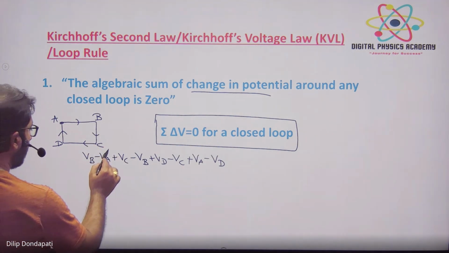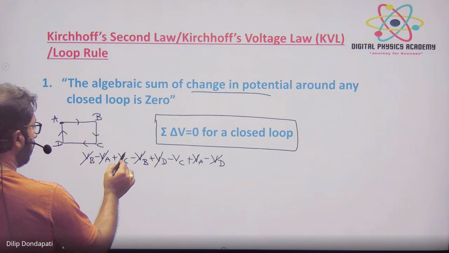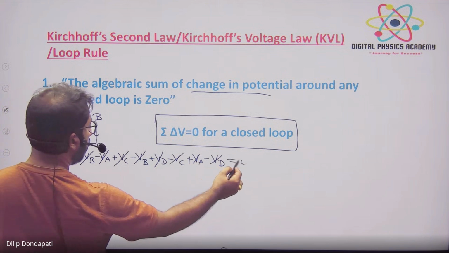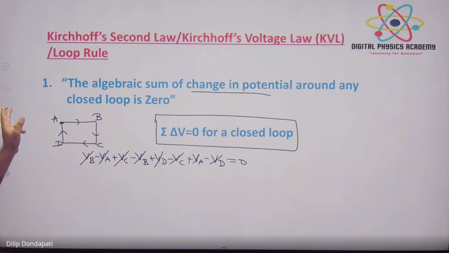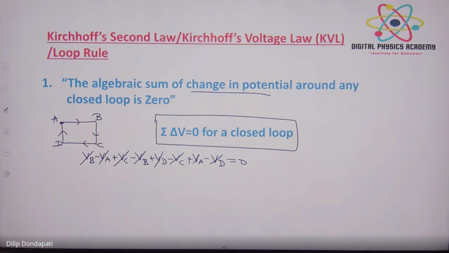So adding: VB minus VA plus VC minus VB plus VD minus VC plus VA minus VD equals 0. So in a closed loop the potential difference is always 0. This is the statement of KVL.